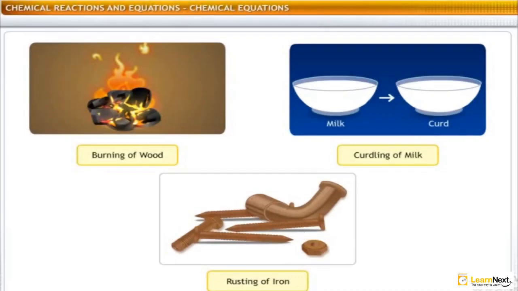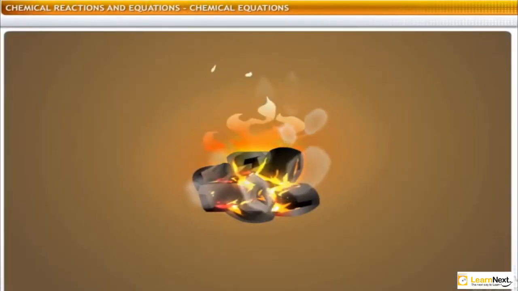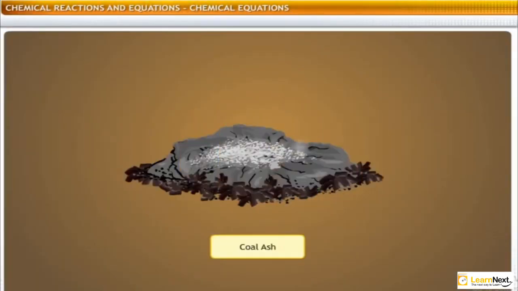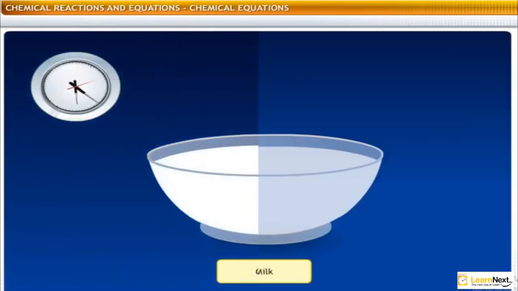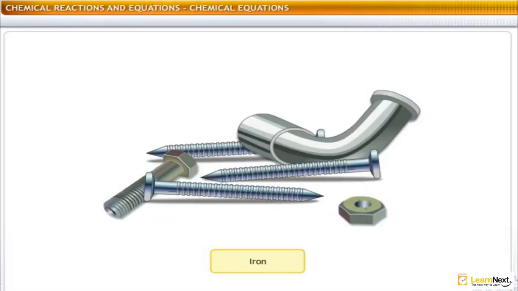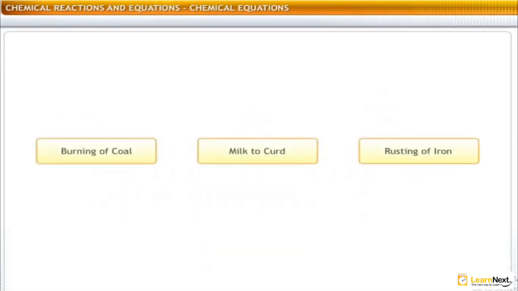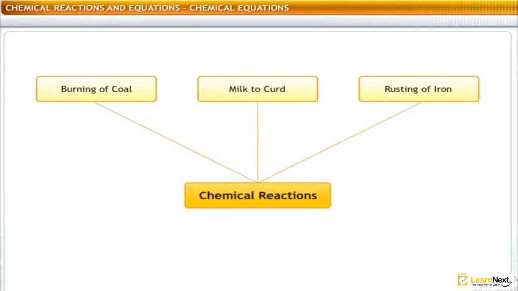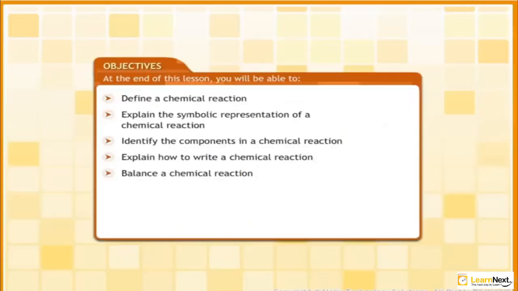We observe changes in properties and forms of substances around us all the time. For example, changing of coal when it is burned to produce heat, changing of milk into curd, and rusting of iron when exposed to moisture. All these changes are a result of chemical reactions. These chemical changes can be represented through chemical equations. In this lesson, you will learn about writing and balancing chemical equations.